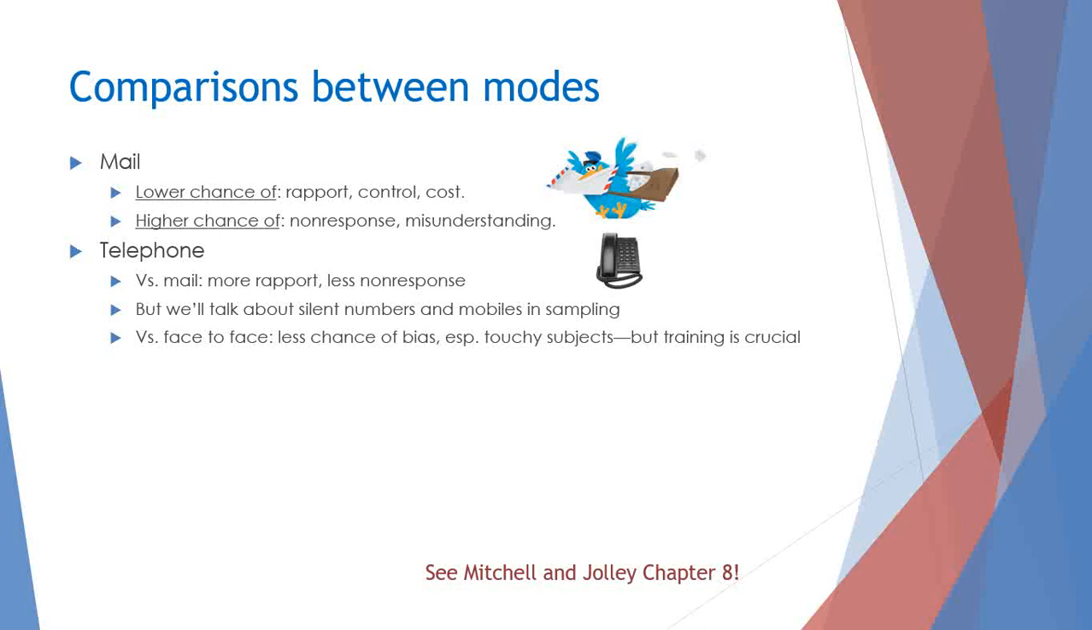There's the telephone survey, which has traditionally been used. As a comparison to mail, it has more rapport, because you're talking to someone, so you feel obliged to answer their questions, and you get a lower rate of non-response. But we'll talk about issues like silent numbers and mobiles and sampling. The problem is that not everyone has a landline anymore. Not everyone is at home in the day when you call them. So you're getting a very different demographic to what you would get with an online survey or paper and pencil or face-to-face or mail.